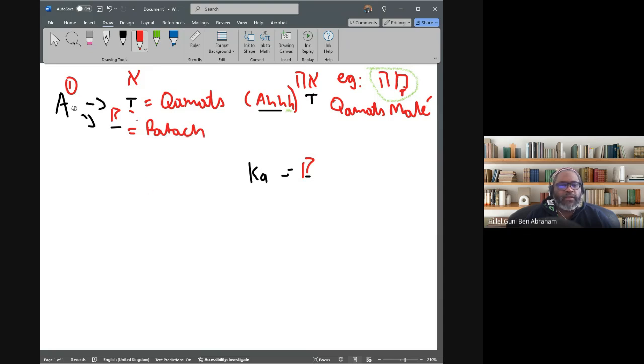So the A sound that looks like a T is a kamatz. The one that looks like a flat line is a patach. And then let's give an example of a patach. Let's say here, ha'ish.